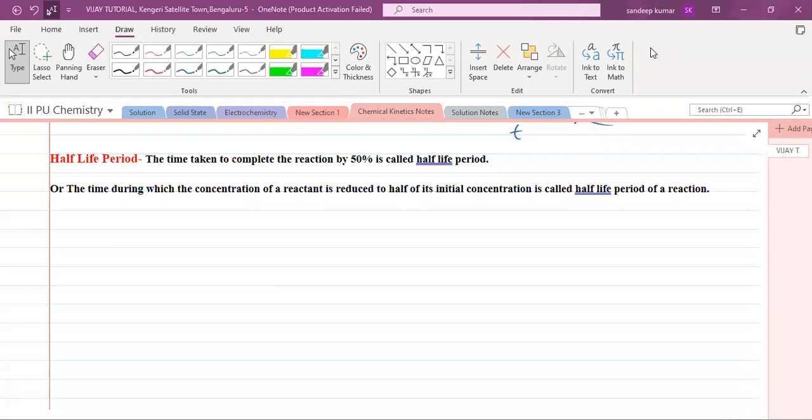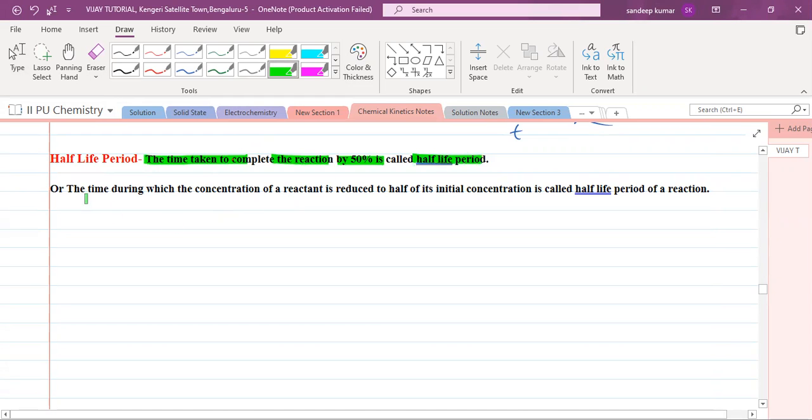So next topic is half-life period. You should understand what half-life period is first. Half-life period is the time taken to complete the reaction by 50%. This is called the half-life period, or another definition you can write is the time during which the concentration of a reactant is reduced to half of its initial concentration.